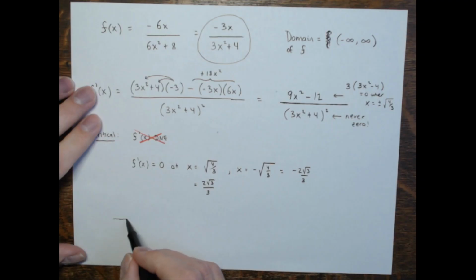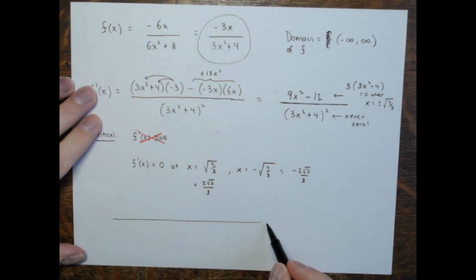All right, so like before, here's a number line, possible values of x, and it's a number line for the first derivative.